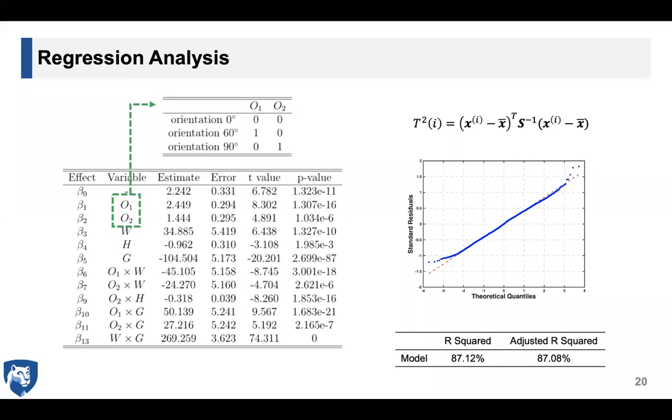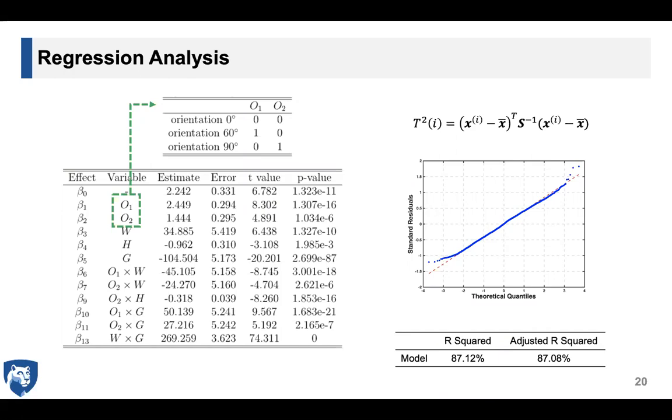We also observed that most of the two-way interactions, for example, orientation and width, orientation and hashing distance, are significant, thereby impacting the quality significantly. However, the two-way interactions, for example, the orientation 60 and height, which is O1 and H, that is not shown here, and then the width and height and the width and hashing distance do not have impact on the quality because their p-values are greater than 0.05.